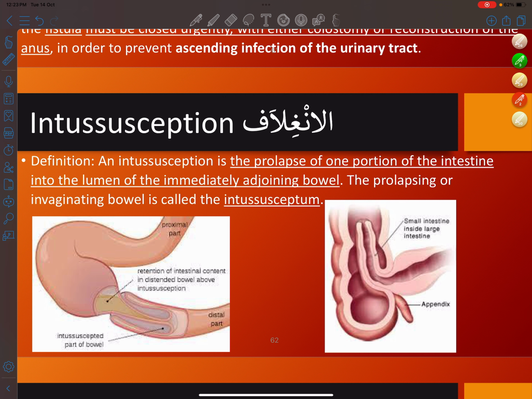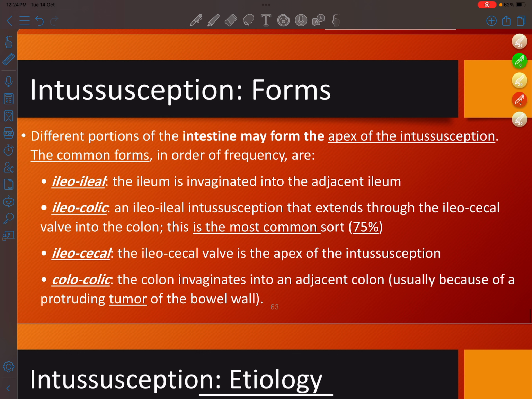Intussusception is collapse of one portion of the intestine into the lumen of the immediately following bowel. It's called intussusceptum. There are types of intussusception, the most common of which is ileocolic, when the ileum intussuscepts through the ileocecal valve into the colon, which makes 75% of these cases.